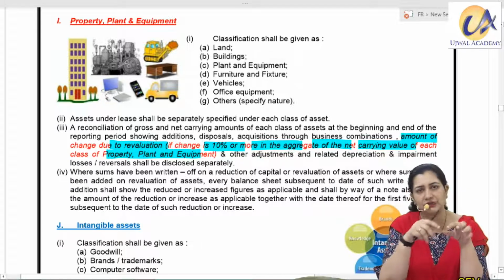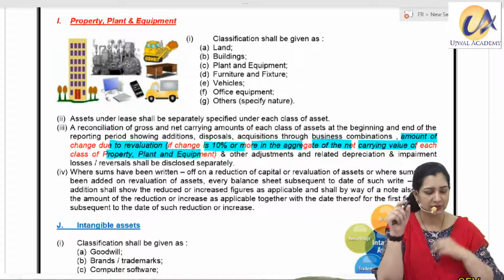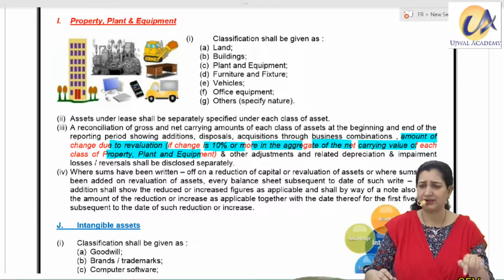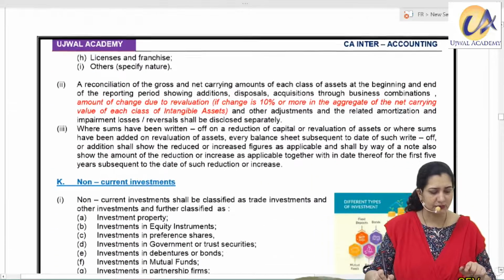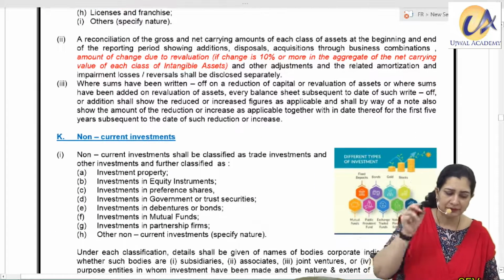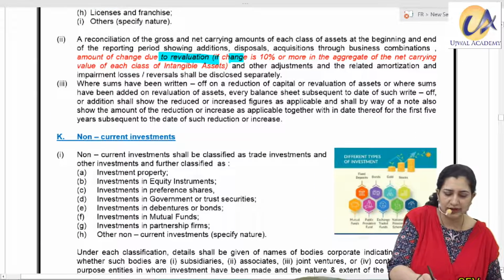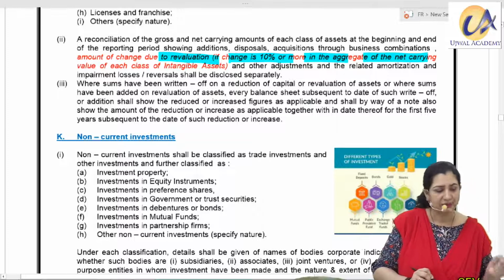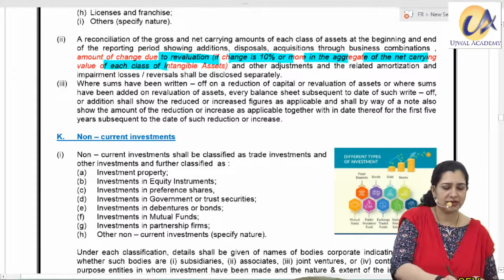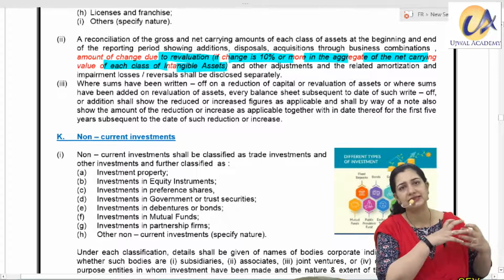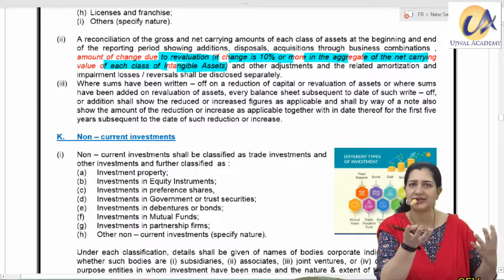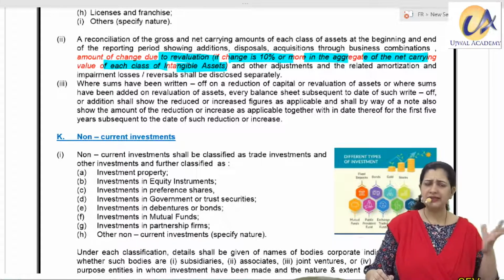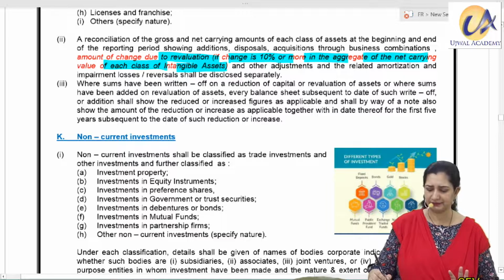In our reconciliation, we have to write that also. Okay. So this is what we have, and same thing we have even got for intangible assets. In intangible assets, point number 2, you can clearly see there also, if there's any change due to revaluation of 10% or more in each class of intangibles, we have to show that in our reconciliation. Okay, so this is a change which has happened in both tangibles and intangibles. In the reconciliation, you just have to add this one extra item.